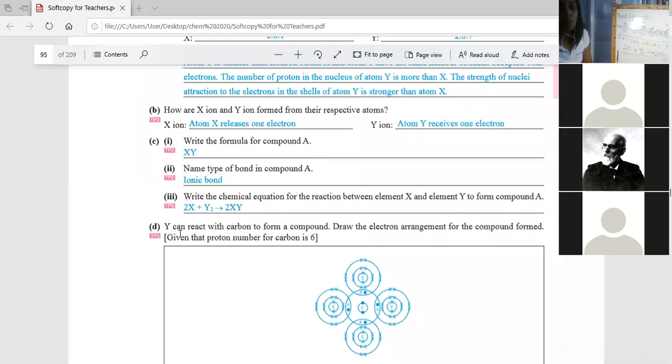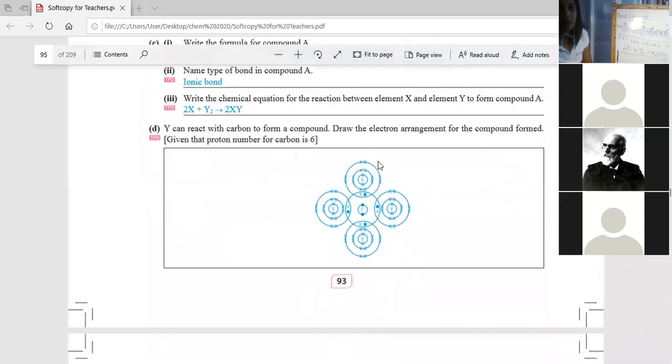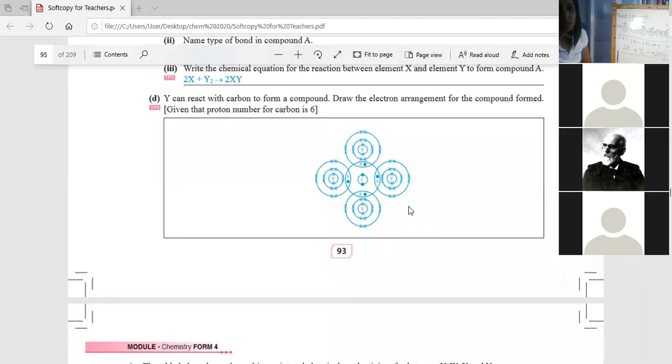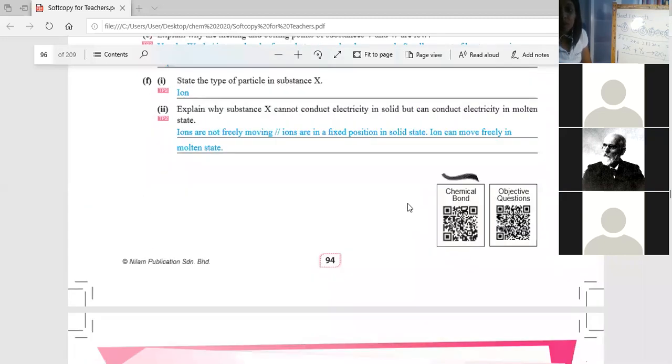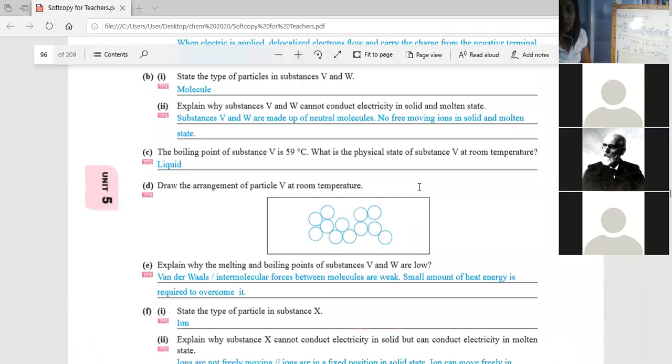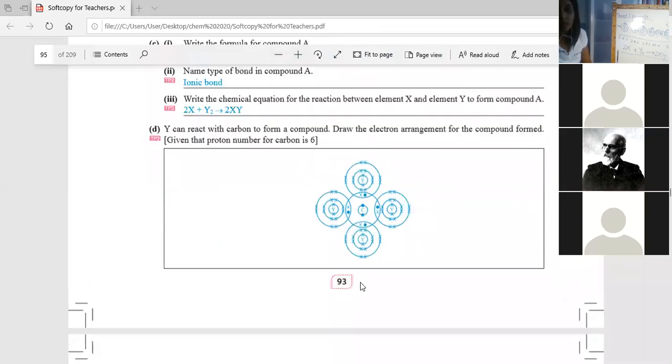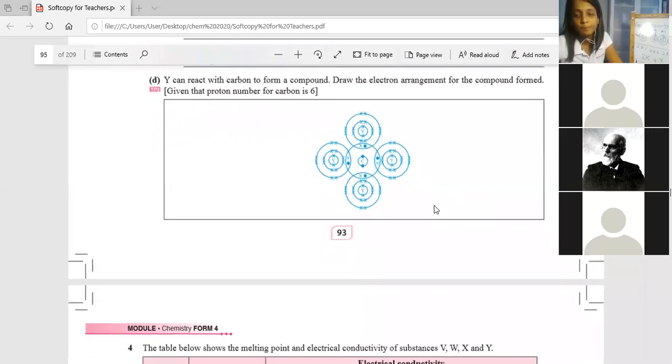Okay. Now Y reacts with carbon to form a compound, and you are going to get this as your answer. Come on, teacher only has 10 more minutes left. Quickly draw the answer. My drawing is horrendous. Never mind. As long as you have done this, teacher is very happy. If you really tried the question and you are able to do this, you can do any chemical compound question.